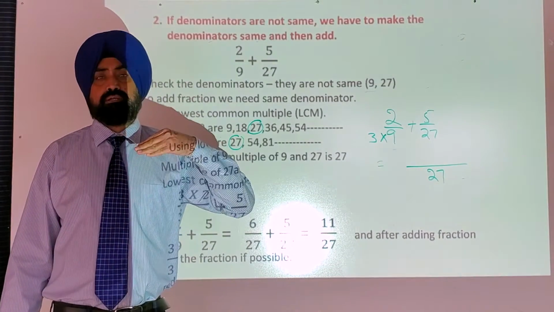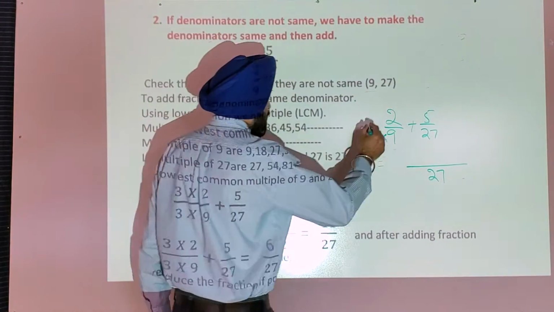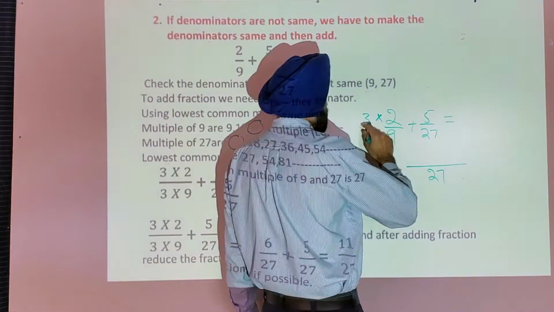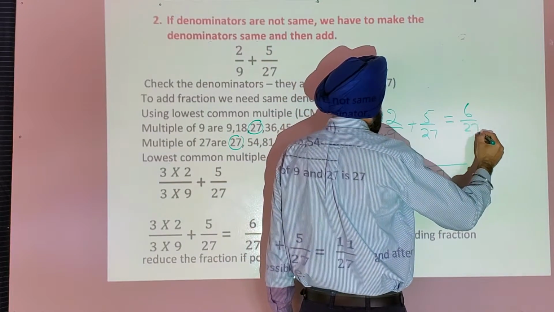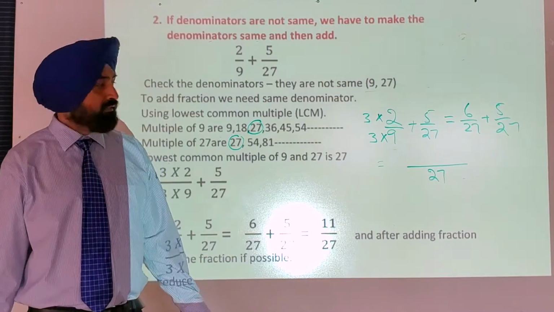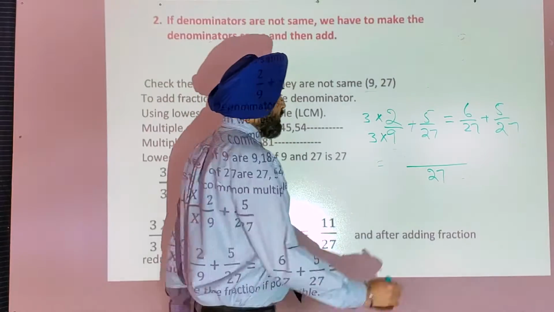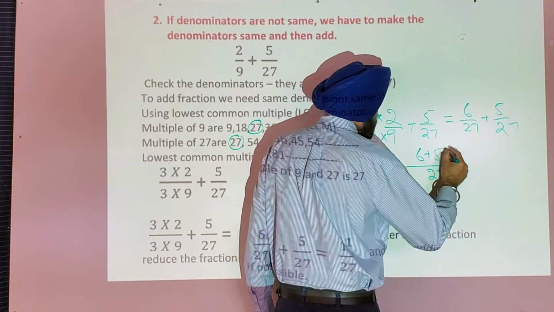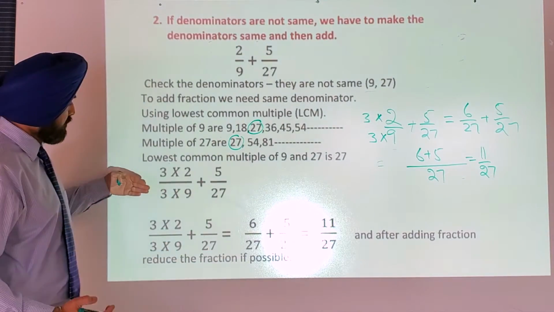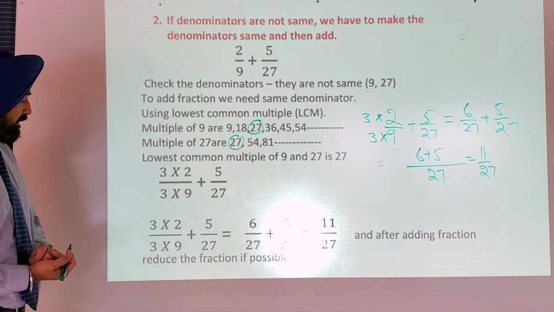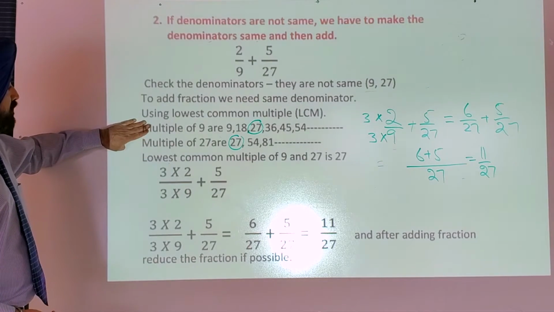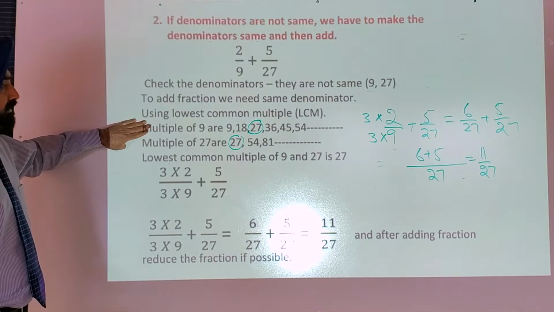Whatever you do at the bottom, you do the same thing at the top. So you have to multiply this by 3. What we get here is 3 times 2 is 6 over 27 and 5 over 27. See, now the denominators are the same. So write the denominator once and add the numerators, the top numbers, which is 11 over 27. Students often get confused here when adding. They don't know how to make the denominators the same. So using the lowest common multiple, we will make the denominators the same.